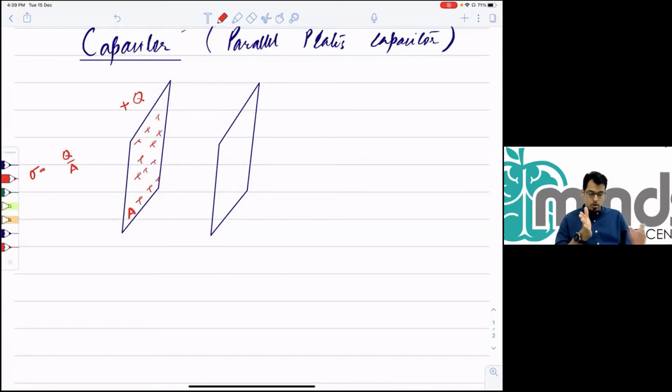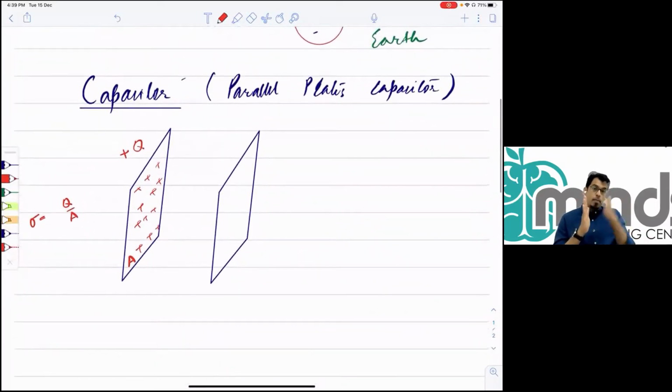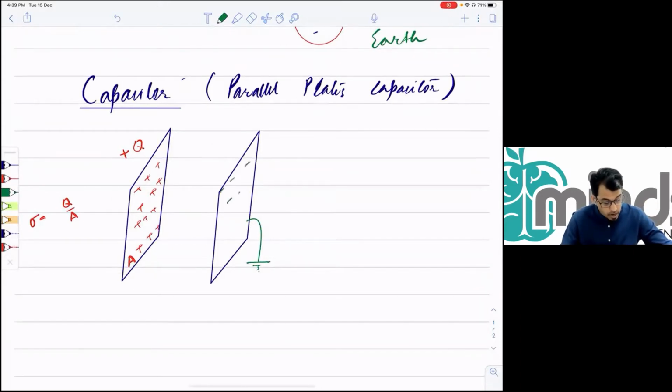I brought this plate close to the other plate. Now other plate is neutral, but what will actually happen? Because of this positive plate, charges on this plate will get aligned in a manner. All negative will be on this side and all positive will be on this side. So what will eventually be happening? I will be grounding or earthing this plate. Electron will move from ground to the plate, and eventually this plate will become negatively charged. So this plate will get minus Q charge.